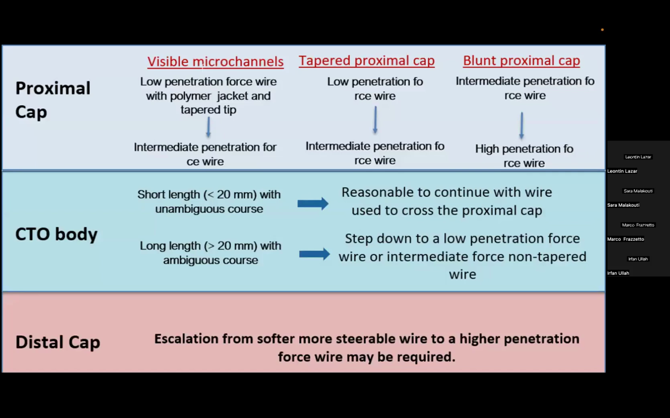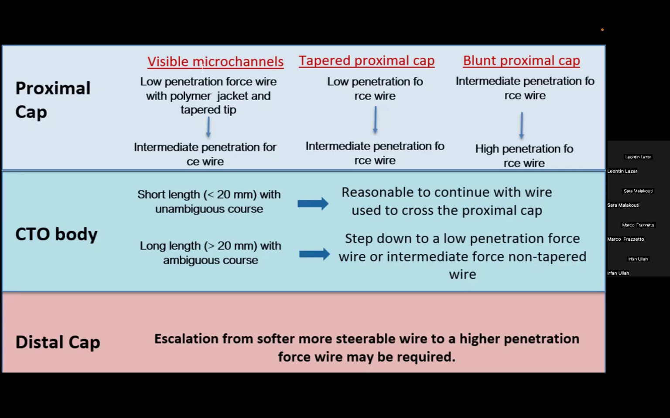However, in CTOs, in most cases, we change the wires from case to case, at every step of the CTO procedure. For example, for negotiating the proximal cap, when we have a visible microchannel, we usually take a low penetration force wire with polymer jacket that can go into the microchannel, and if we are unsuccessful, we can go with an intermediate penetration force wire. We escalate the wires from time to time.